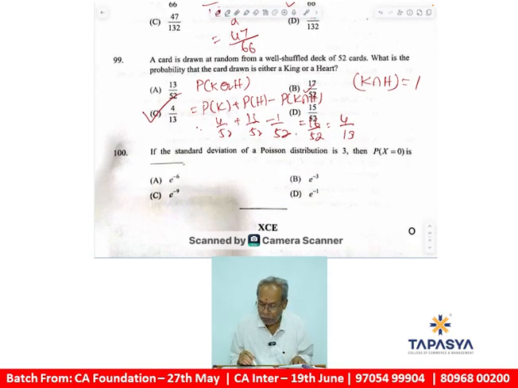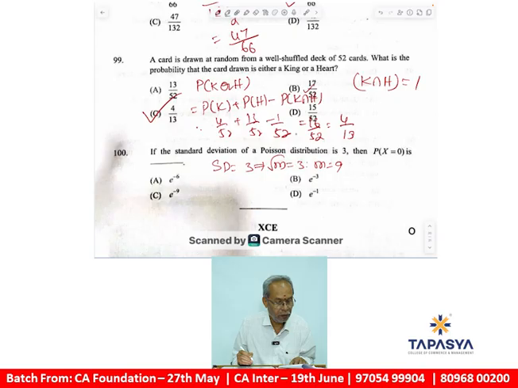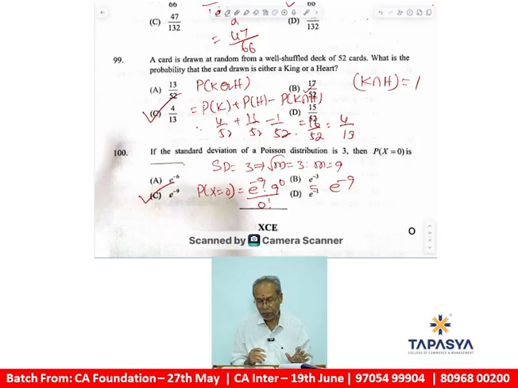Right. The standard deviation of a Poisson distribution is 3. So SD equal to 3 implies root m is equal to 3, so m is equal to 9. He is asking to find P of x equal to 0. X equal to 0 will be e power minus 9 into m to the power of 0 by 0 factorial, and this will be e power minus 9, and e power minus 9 will be C.